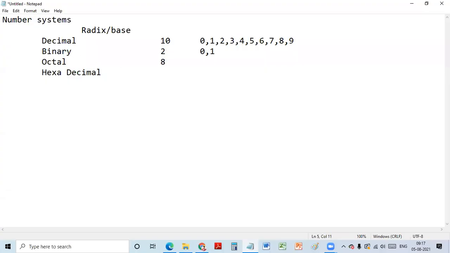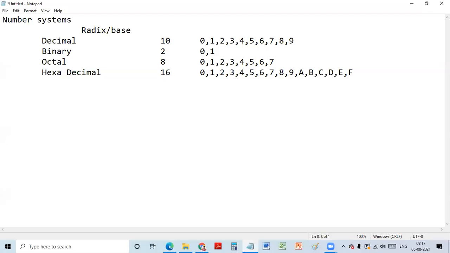Coming to octal, its radix or base is 8. So it is using 8 distinct symbols, ranging from 0 to 7, for representing any number. Hexadecimal base is 16. So it is using 16 distinct symbols: 0 to 9, and then A, B, C, D, E, and F, right?